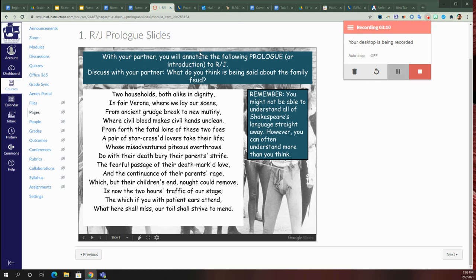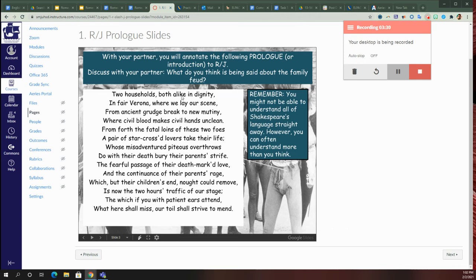With your partner, you're going to annotate the prologue in your Canvas assignment. And what this means is you're going to answer specific questions about what the prologue means and what is happening within it. And I'll highlight some of those features as we go through this lesson. So firstly, to read the prologue.